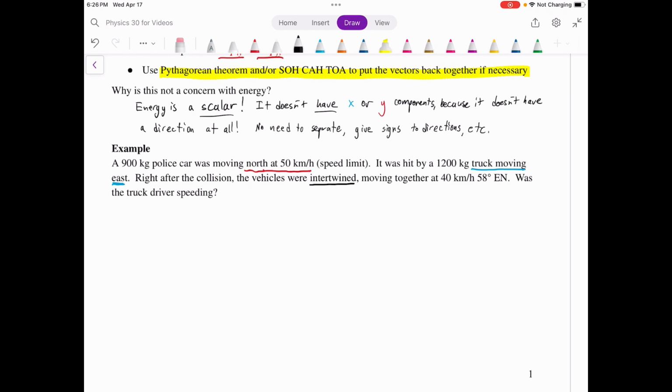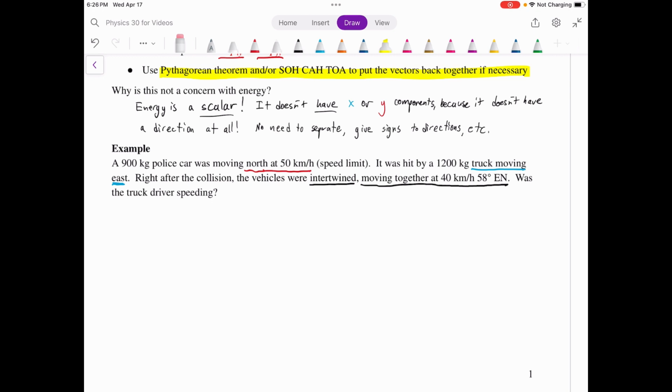Anyway, afterwards, they're intertwined, moving together at 40 kilometers per hour, 58 degrees east of north. Remember, when they're written like that, that means east of north. If it were like this, it would be north of east. Reminder that those are different things. East of north and north of east. 58 degrees east of north is different than 58 degrees north of east. We'll talk about what that means in a second.